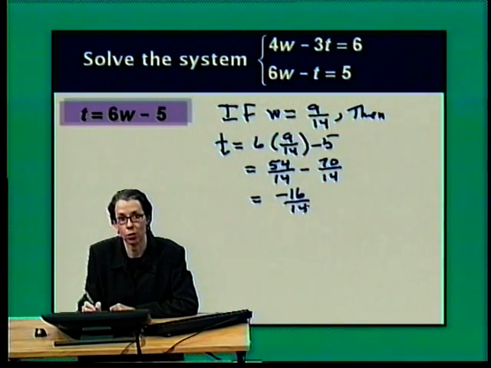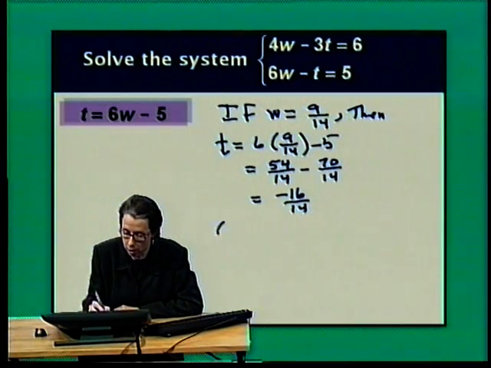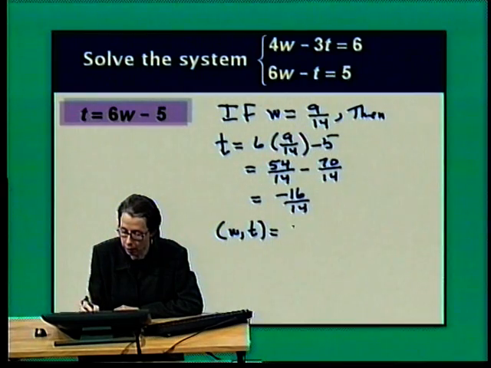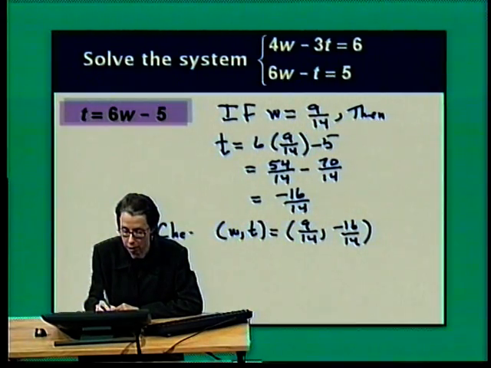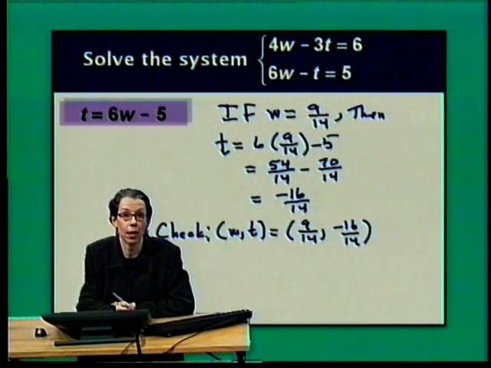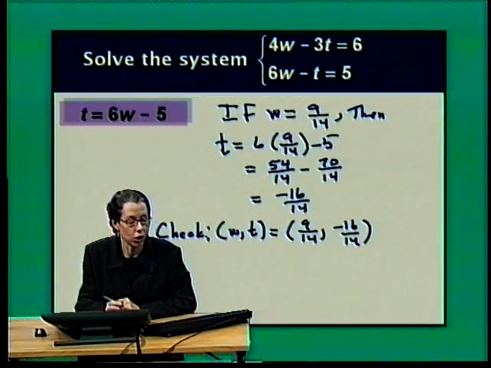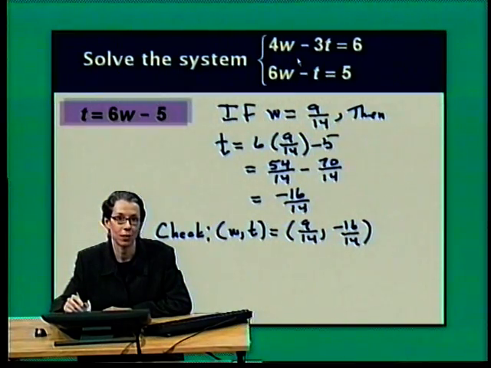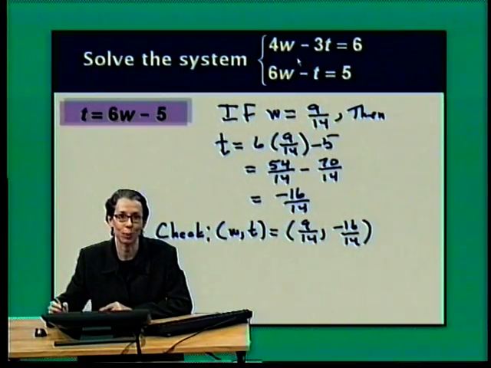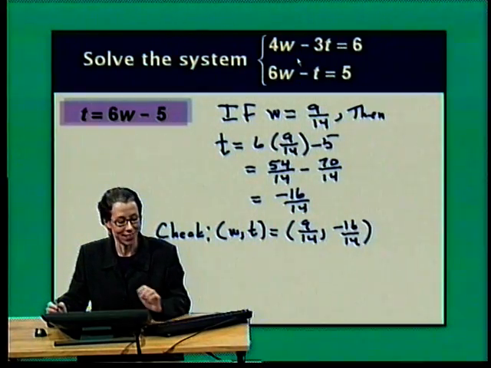Now I want to check the solution. So my proposed solution is the ordered pair (w, t) equals (9/14, negative 16/14). Now before I check this, I just want to say one thing about this ordered pair. I did not put the variables in alphabetical order in the ordered pair. I could have done that, but I just chose not to, because in the original system, it's going from w to t, and this will just help me check it a little bit more efficiently. So let's start the check.